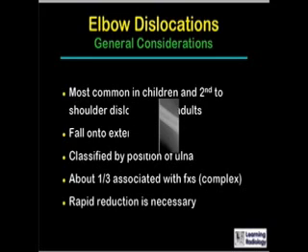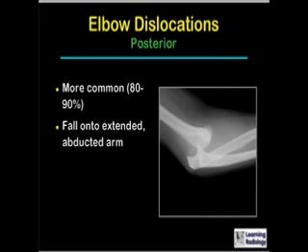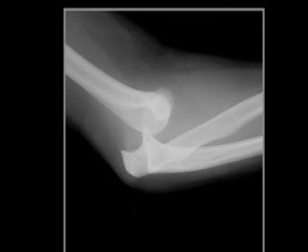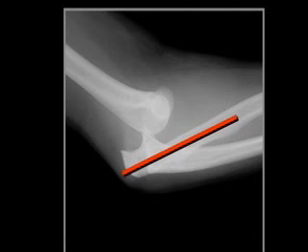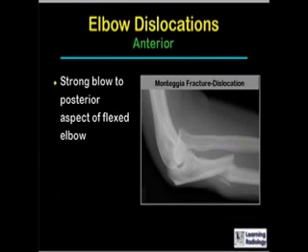Posterior elbow dislocations are more common than are anterior dislocations. They occur as a result of fall onto an extended abducted arm. Usually closed fractures, that is, fractures which are not compound, are not associated with neurovascular injuries. The lateral image of the elbow in this case shows that the radius and ulna are both dislocated posteriorly relative to the humerus. Anterior dislocations are less common.